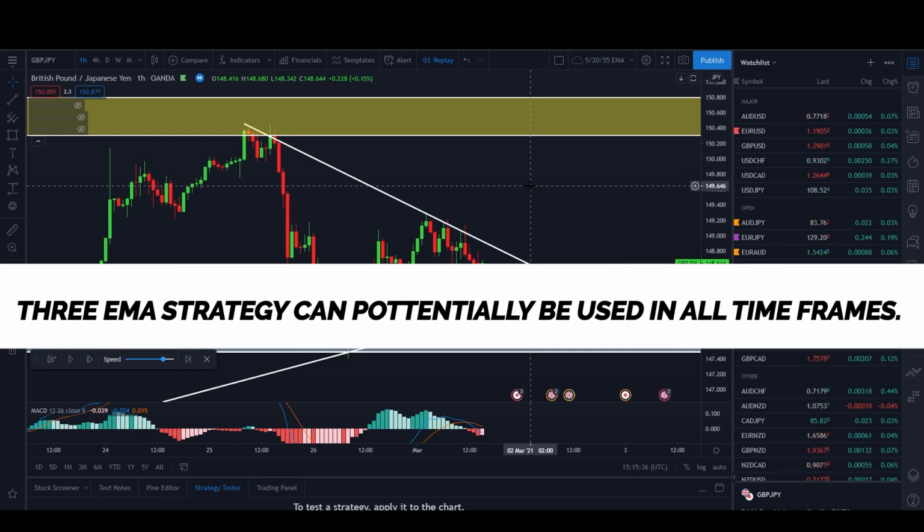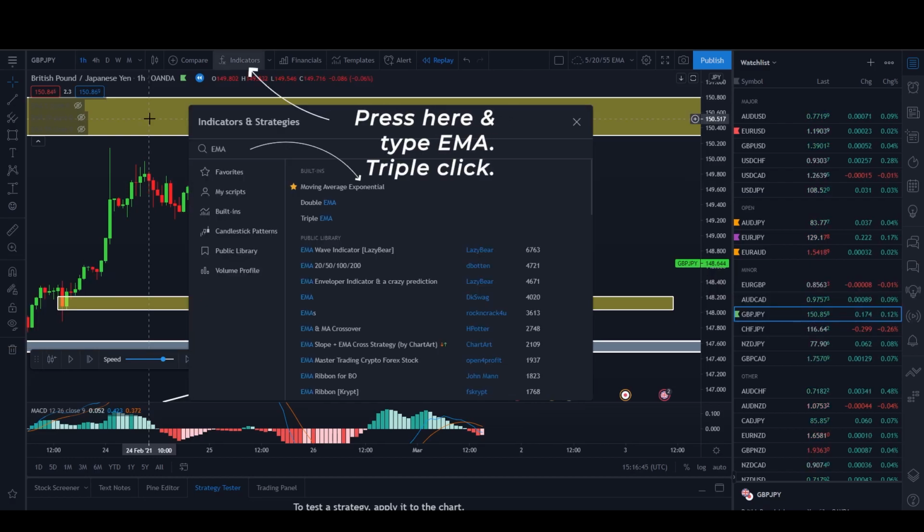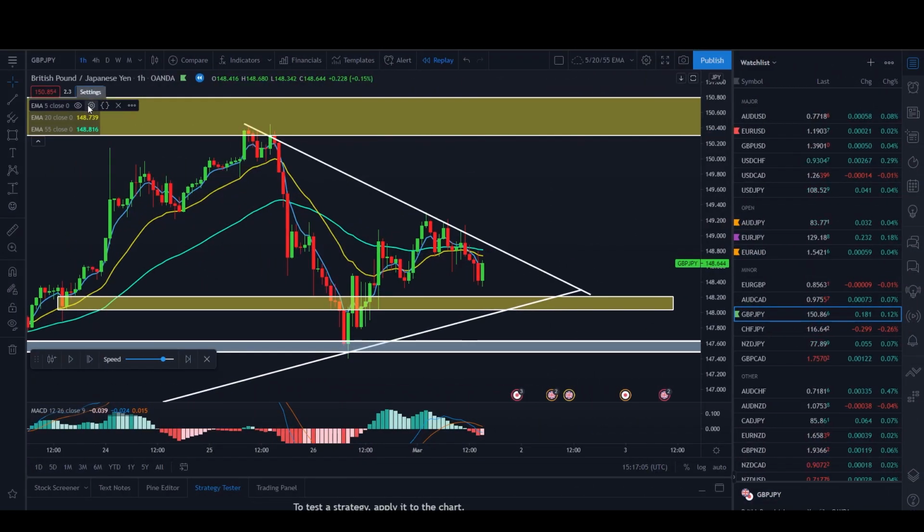This strategy can be used on any time frame as long as you're aware that the shorter the time frame you use, the shorter the trade will be. To add exponential moving averages, all you have to do is press on indicators, type EMA and triple click. Once you have them on your chart, adjust the settings to 5, 20 and 55.